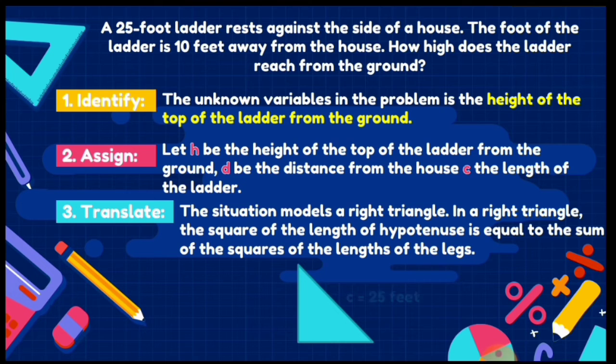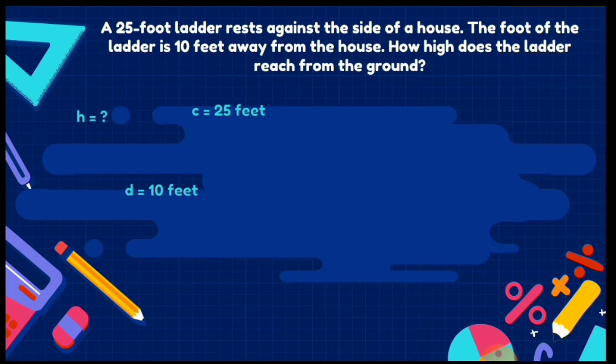And we have the given values. c is referring to the hypotenuse of a right triangle, that is equal to 25 feet. And d is referring to the distance of the ladder away from the house, or from the bottom of the ladder to the bottom of the house, which is equal to 10 feet. Now we are looking for the value of the height. Next, step number 4 is to solve.